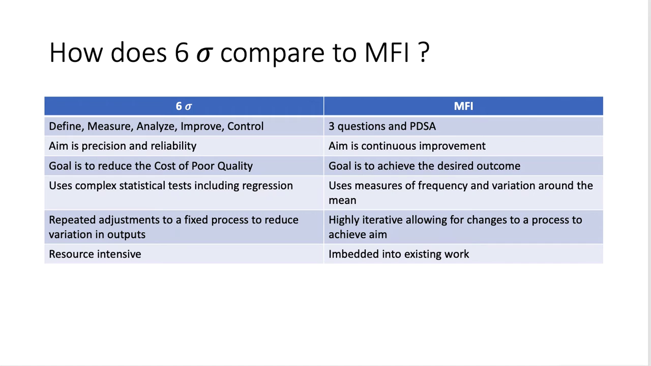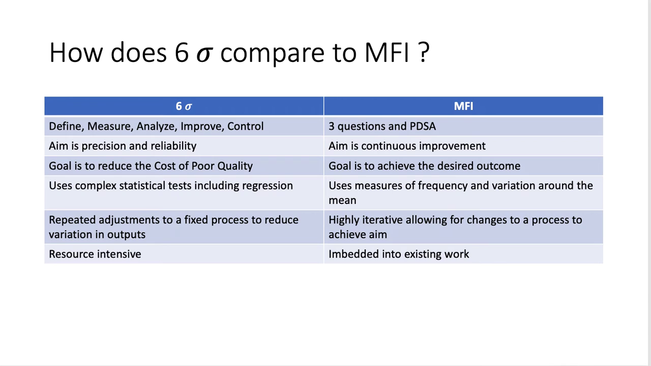You don't go around once, generally, and stop. You are doing that continuously, hence continuous improvement. With Six Sigma, the aim is precision and reliability. And with quality improvement, the aim is continuous improvement. Six Sigma, the goal is to reduce the cost of poor quality. With continuous quality improvement, the goal is to achieve the desired outcome.